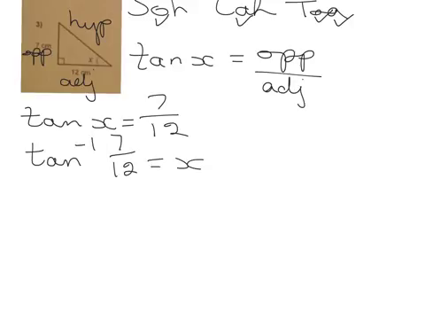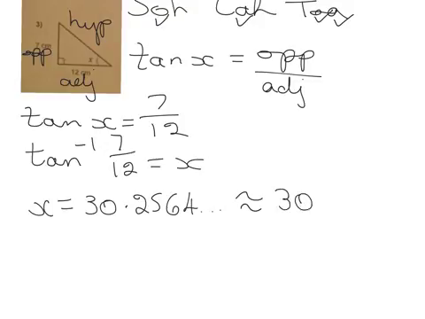Put that into the calculator as it is. So shift tan to get the inverse function, and the angle x is equal to 30.2564. Round to 2 decimal places, unless otherwise told, and we'll make it 30.26 degrees.